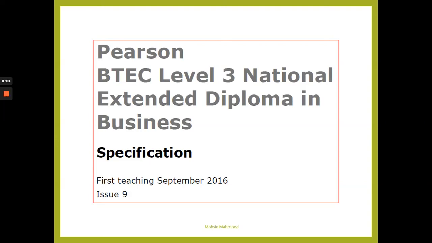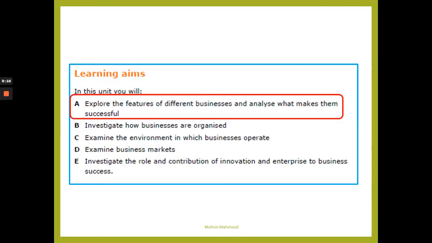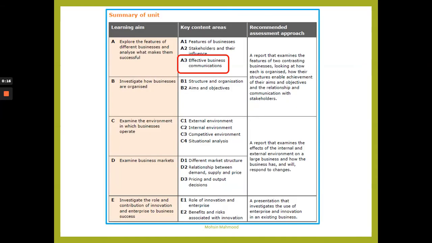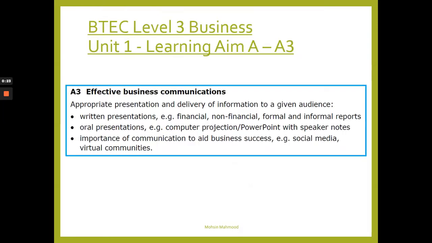Okay, so we're looking at Pearson BTEC Level 3 National Extended Diploma in Business, and the specification from first teaching September 2016. We're looking at Learning Aim A still, explore the features of different businesses and analyze what makes them successful. We're looking at Learning Aim A3, so effective business communications now.